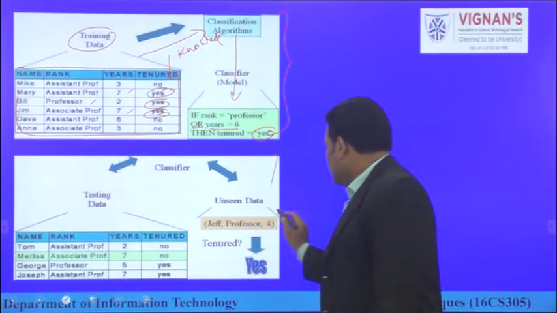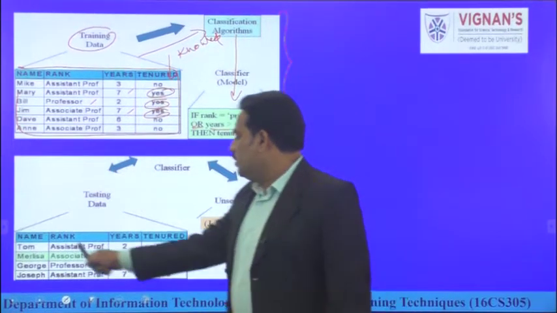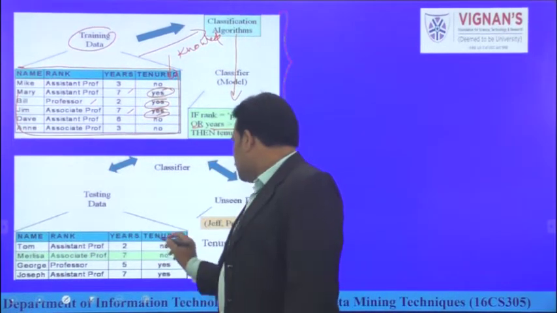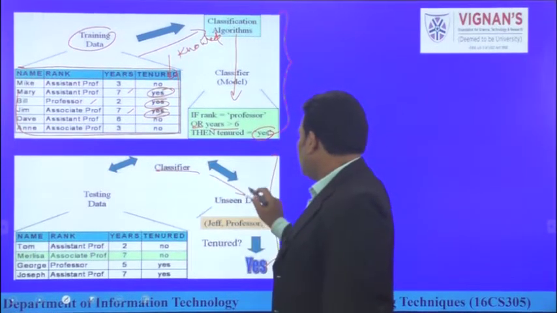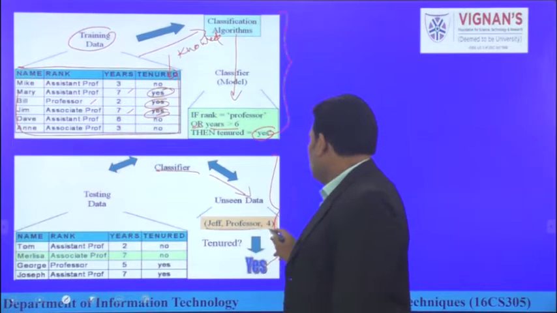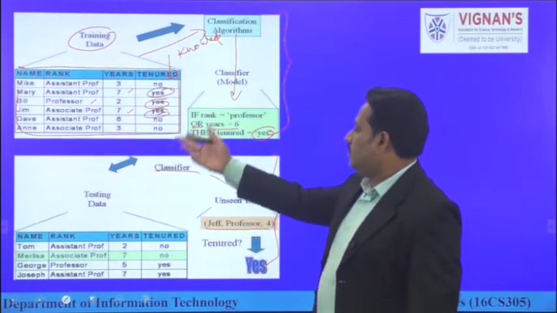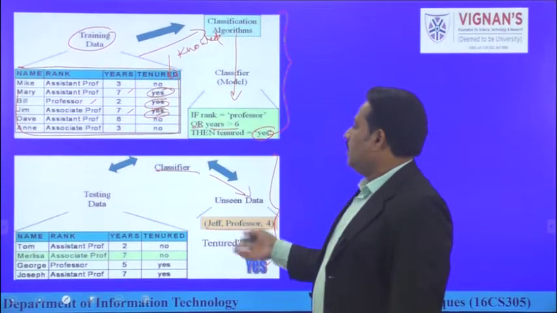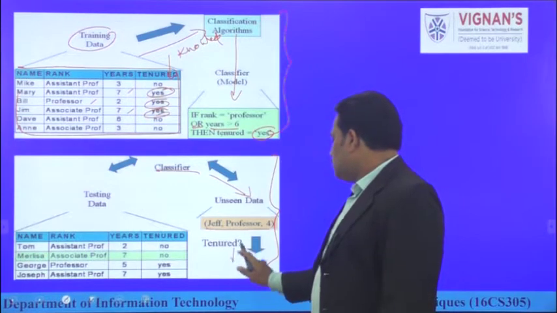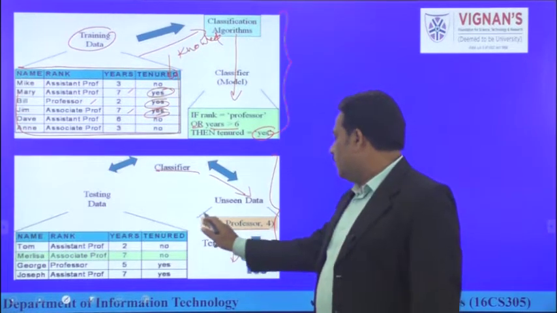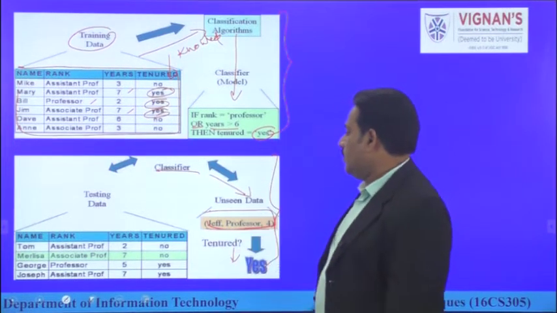That means usage. In the second diagram, what are we doing? Here we got the data. Let us assume here we don't know the answer. The classifier is going to be applied on unseen data. Look here. Here we got Jeff, professor, 4. We didn't find any employee named Jeff with designation professor and 4 years in the training data. Then what is the tenure of this new record? Because this record was not encoded during the training, we have given a new record.